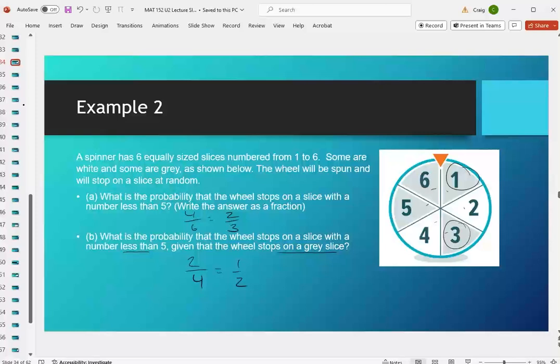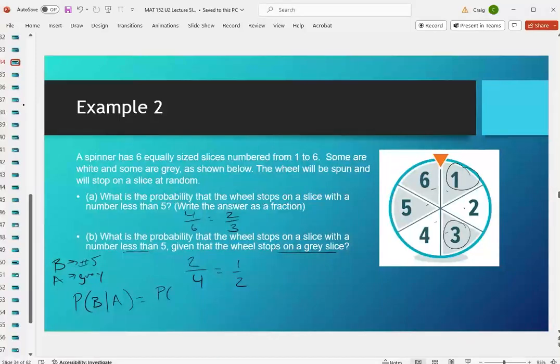Okay, but we can determine that probability from the beginning using that formula that I just showed you. Right, so the probability of, let's say, B is a number less than 5, and A is gray. So the probability of choosing a number less than 5, given that it's a gray tile, is going to be equal to the probability of choosing both.